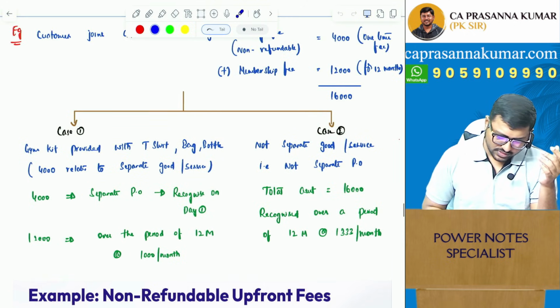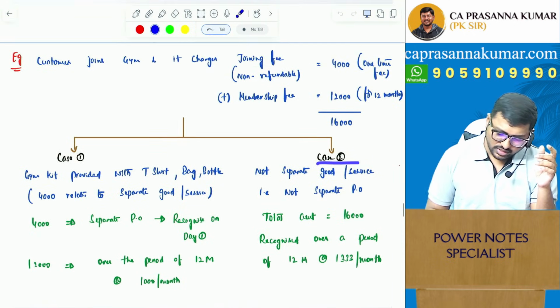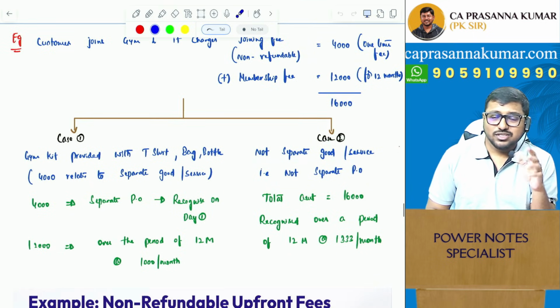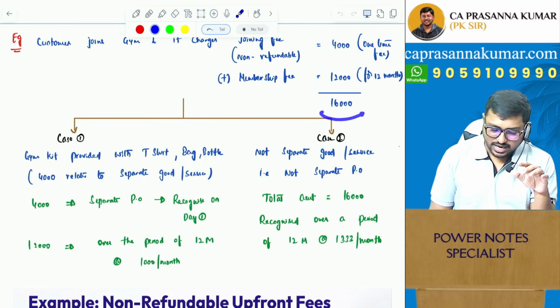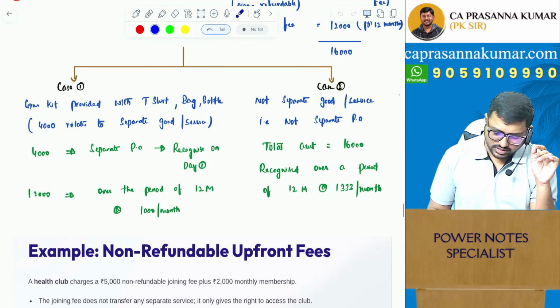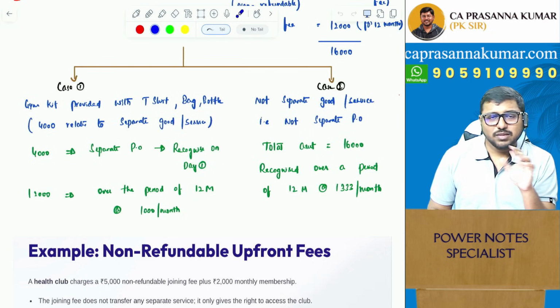Simple, that's all. Now, coming on to case 2, here, the same 4,000 you have paid, but nothing is given to you for that 4,000. In that case, you will not treat it as a single PO. So that 4,000 will be mixed with 12,000 and the entire 16,000 will be treated as a single PO for the gym. That's all. So therefore 16,000 will be divided by 12 months. In that case, you will be getting 1,333 per month.